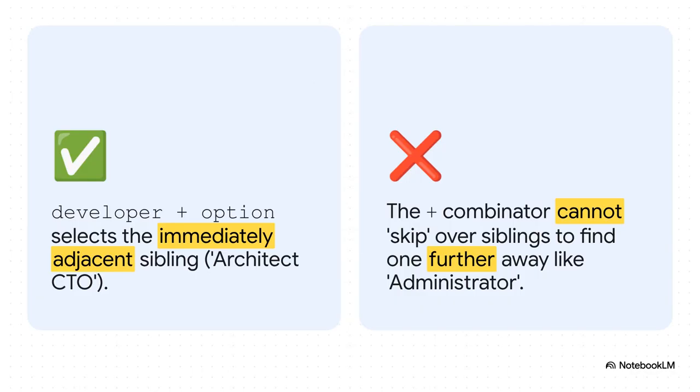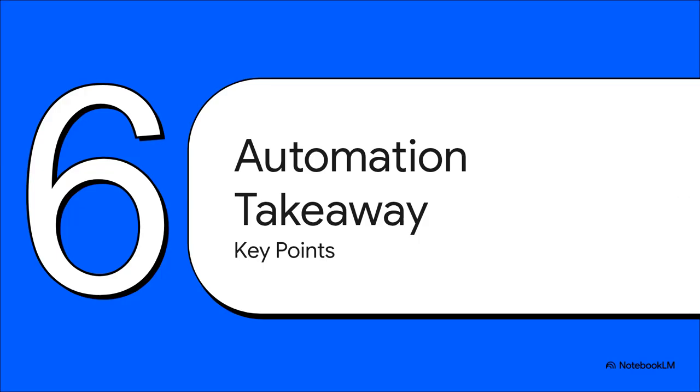And this right here brings us to the most important rule of all. Adjacent means adjacent. The plus combinator will only ever select the single, immediate, next-door neighbor sibling. You can't chain it to hop over other elements. It is for the element right next door, and only that one. So what does all this mean for your day-to-day automation work?